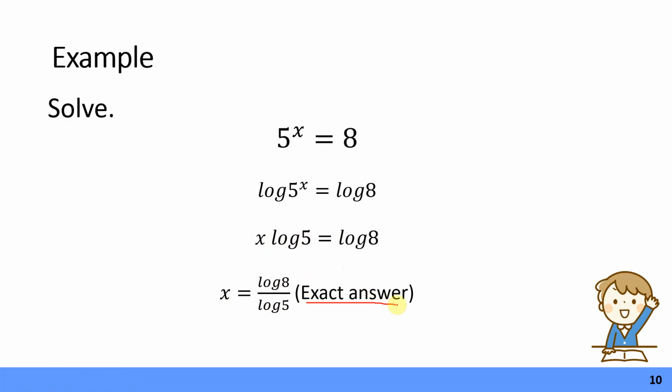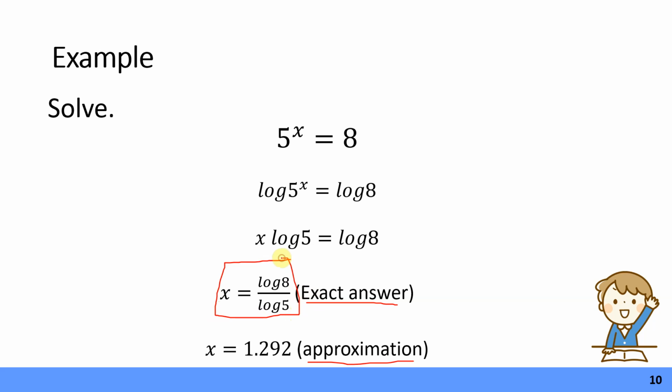If on any assignment or homework I ask you for the exact answer, this is what I want to see. Now, if I ask you to approximate it, then you just put this in your calculator and this would be your approximation, the decimal. Again, to put this in your calculator, just put log of 8 divided by log of 5 and voila, you're going to get that. So again, I want you to see the difference. Exact answer means whatever you get from the problem. Approximation is whatever you get from the calculator. Okay, so make sure you see the difference between those two.